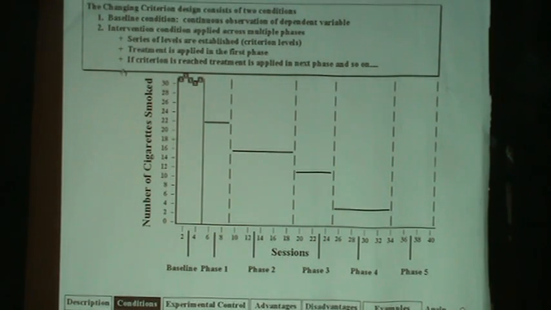And if criterion is reached, treatment is applied to the next phase, and so on through the phases. So if the criterion is reached in the first phase, then we move on and apply treatment to the second phase and the third phase and the fourth phase and the fifth phase. So two conditions, baseline condition and then an intervention condition applied across multiple phases. And the dotted lines indicate the phases, and the horizontal lines here are the criterion levels.